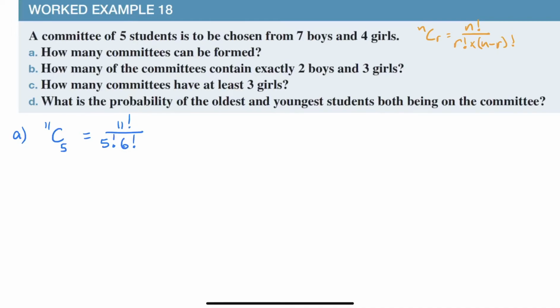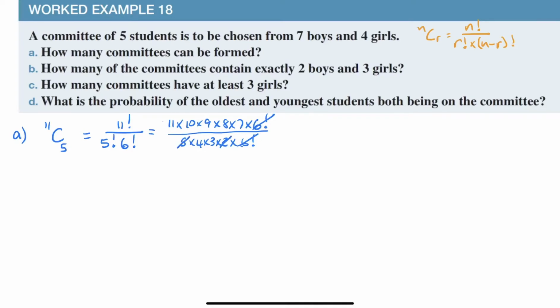Now comes the algebra. Okay, so the algebra is as follows. 11 factorial is going to be 11 times 10 times 9 times 8 times 7 times 6 factorial, divided by 5 factorial, which is 5 times 4 times 3 times 2 times 1, times 6 factorial. This 6 factorial cancels.